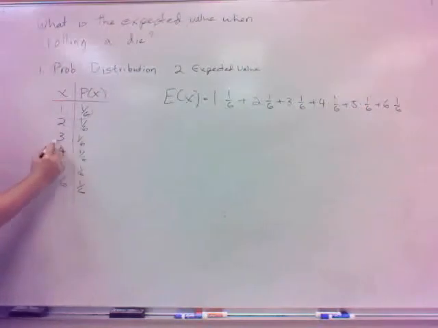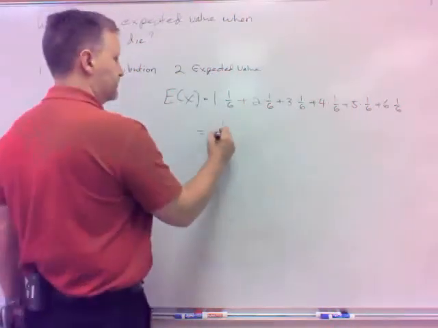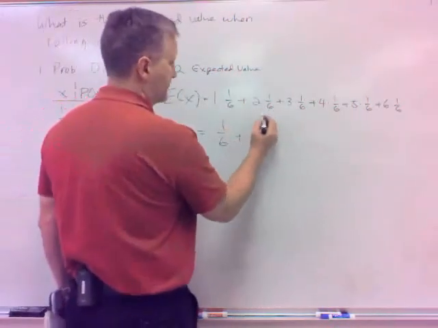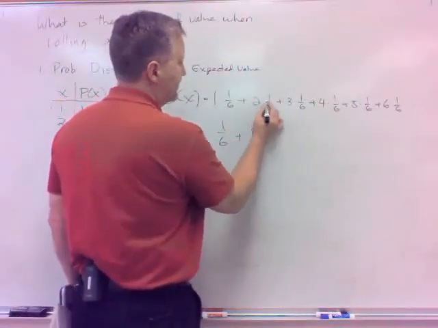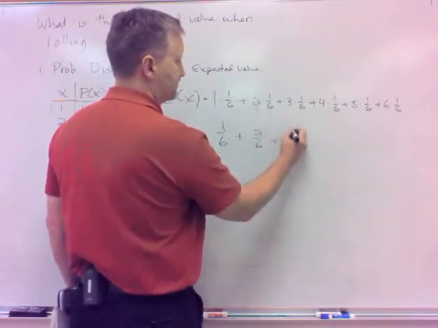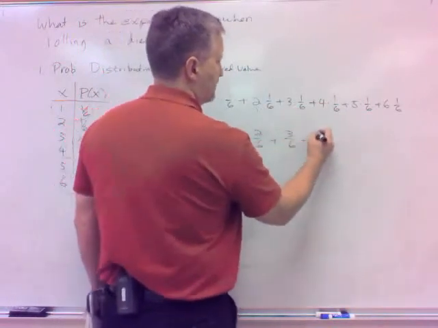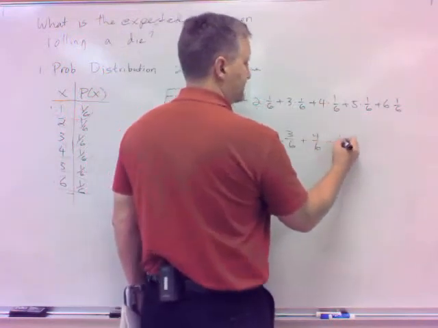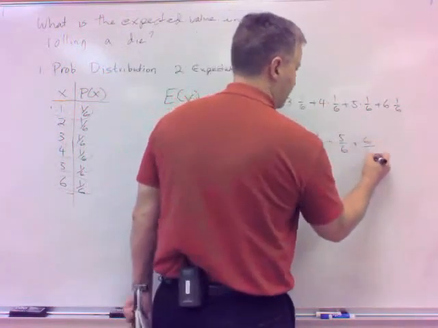Just multiply each one all the way down and add them together. What does that give me? Well, 1 times 1/6 is 1/6. 2 times 1/6, and I'm going to go ahead and not reduce it, that would be 2 over 6, wouldn't it? 3 times 1/6 would be 3/6, 4/6, 5/6, and 6/6. With me on that?